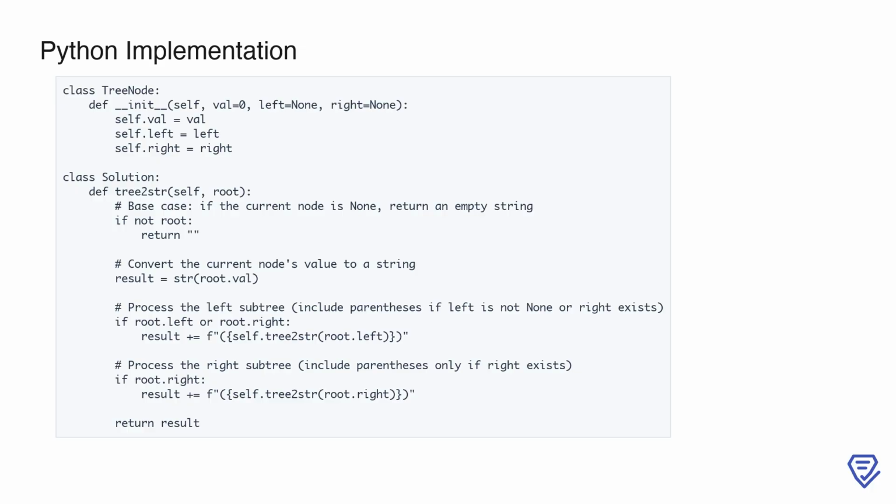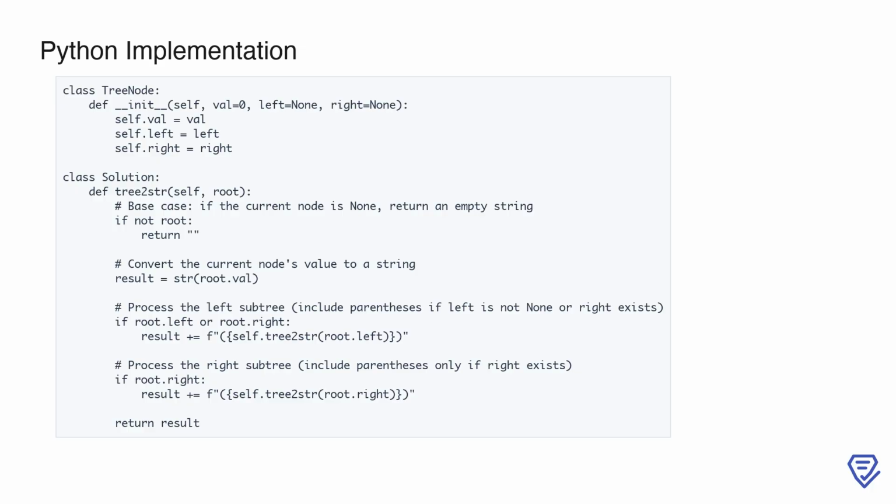5. Right subtree processing. The function recursively processes the right subtree. Parentheses are added around the right subtree's string representation only if the right child exists. This avoids unnecessary parentheses when the right child is absent. 6. Result construction. The processed results from the left and right subtrees are appended to the result string, maintaining the correct format. 7. Output. The final string representation of the binary tree is returned.